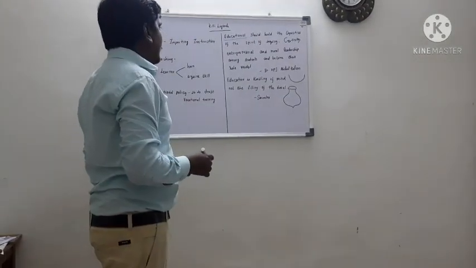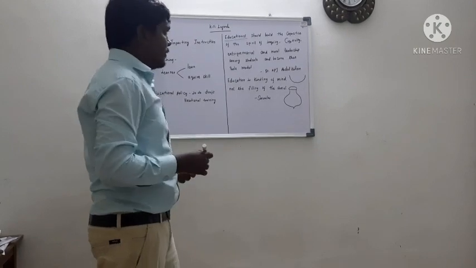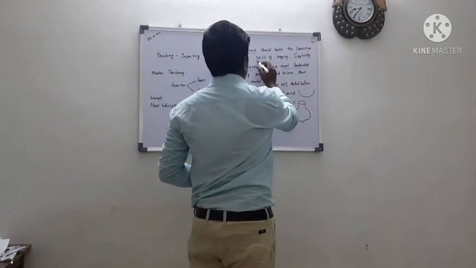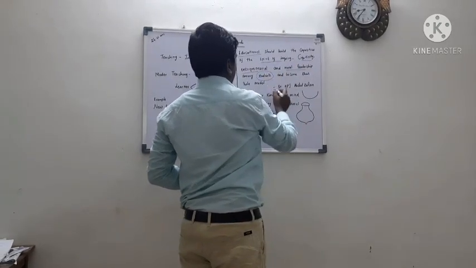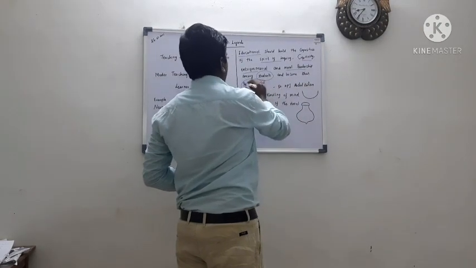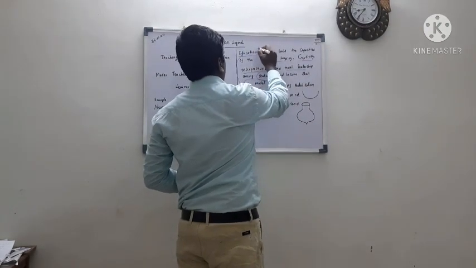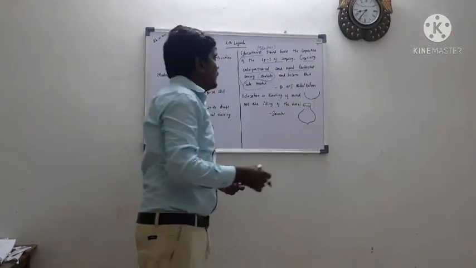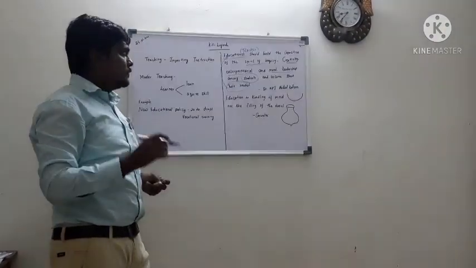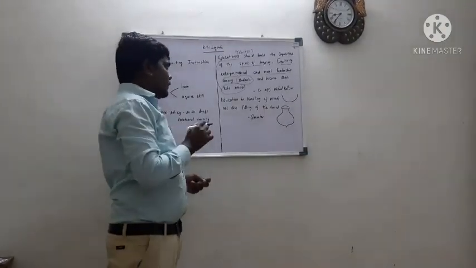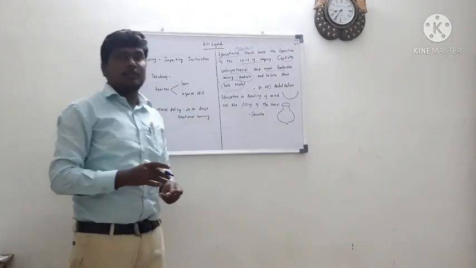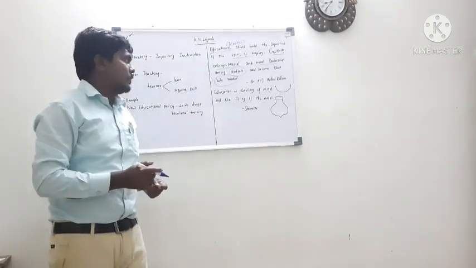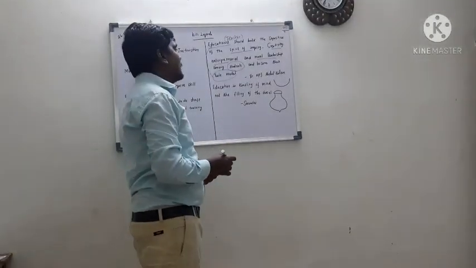Education should build the capacities, the spirit of inquiry, creativity, entrepreneurship, and moral leadership among the students, and become their role model. An educationist, a teacher, should be their role model. You should impart the spirit of inquiry, creativity, and entrepreneurial moral leadership among the students. This is the role of a teacher, as given by Dr. APJ Abdul Kalam.